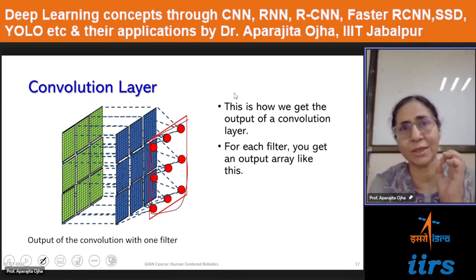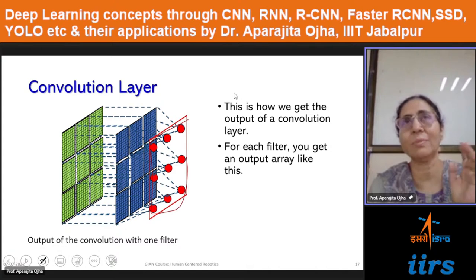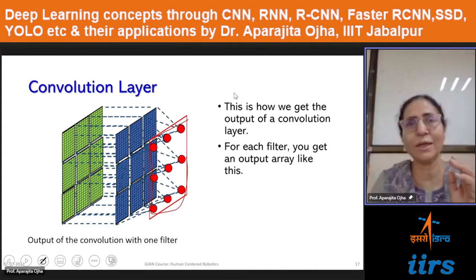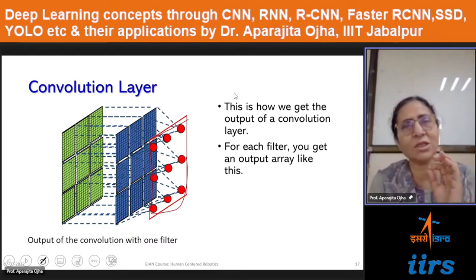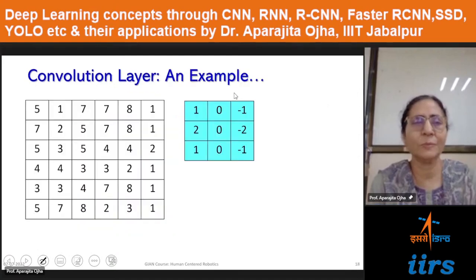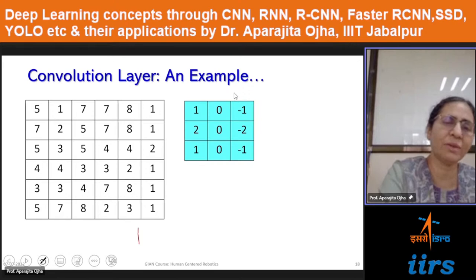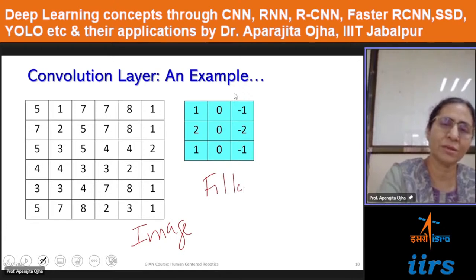And why are we choosing several filters? Because from the same image, we would like to learn different things, right? So let's take this example. Let this be the image here, and this be the filter.